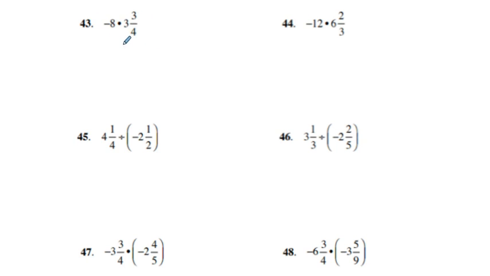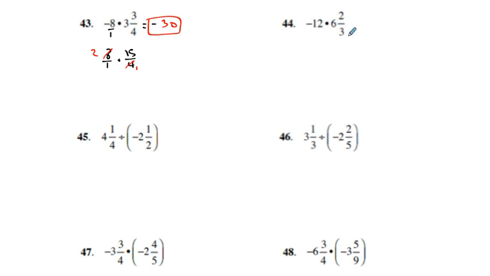Negative 8 times 3 and 3/4. So this is really negative 8 over 1. So 8 over 1 times negative 3 and 3/4. 3 times 4 is 12, plus 3 is 15. 15 over 4. Negative times positive, negative. So my answer is going to be negative. 8 and 4 both simplify by 4. This turns into 1, this turns into a 2. 2 times 15 is 30. 30 over 1, or just negative 30.